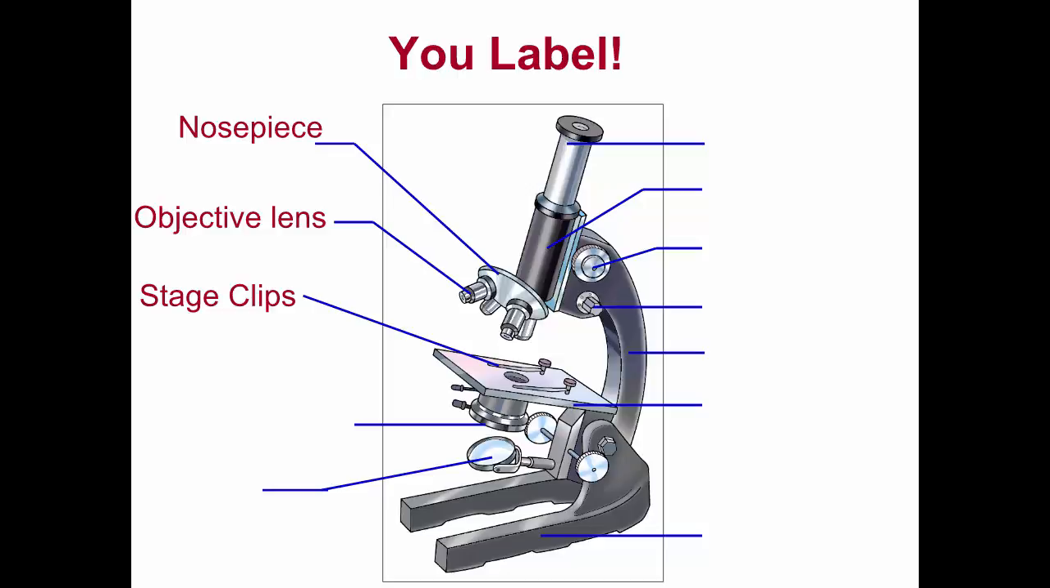The part underneath the stage that regulates how much light goes through the slide. What's that thing called? Light source? No, the light source is down here. That sends light, but this thing here actually controls how much of the light gets through, okay? The diaphragm. Below that is the light source.